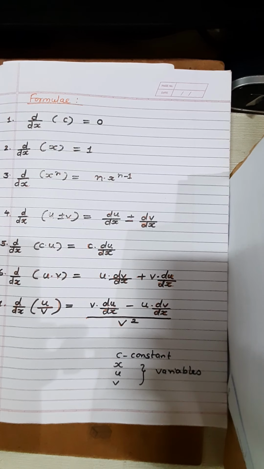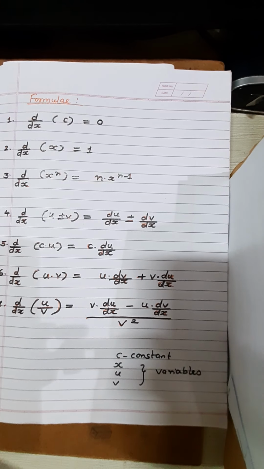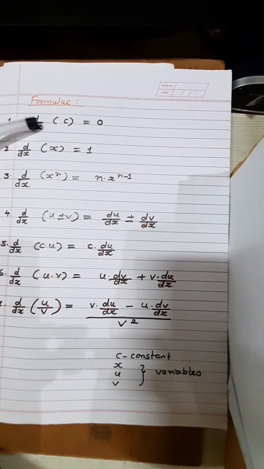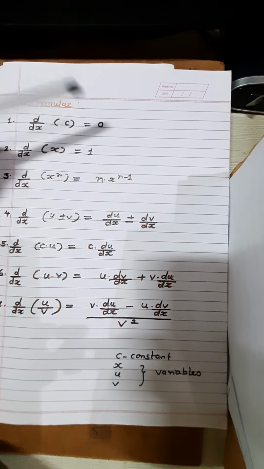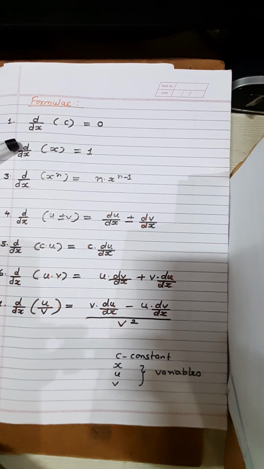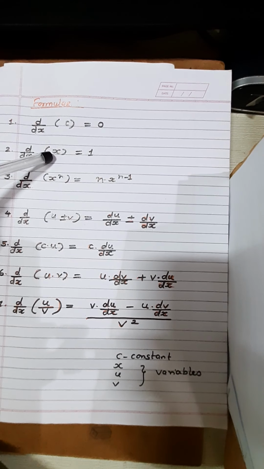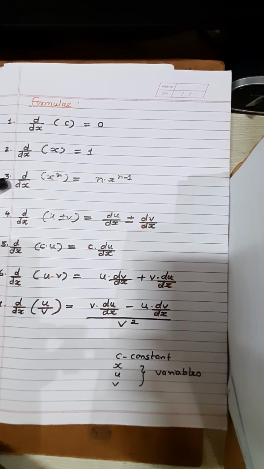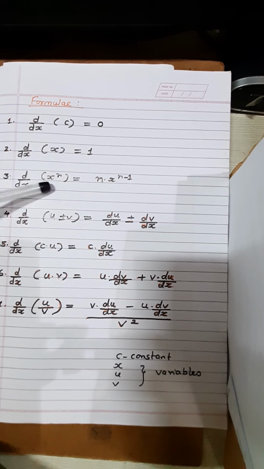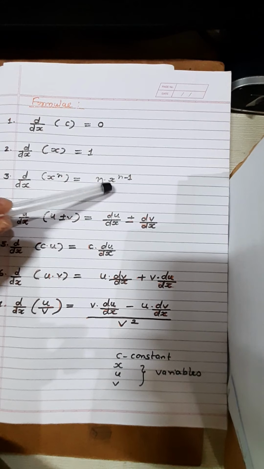After learning various types of basic functions, now we will see the formulae used in derivatives. So the very first formula over here is d dx of any constant is 0. Next formula, d dx of x is 1. Third formula, which is for algebraic expression, d dx of x raised to n is n into x raised to n minus 1.